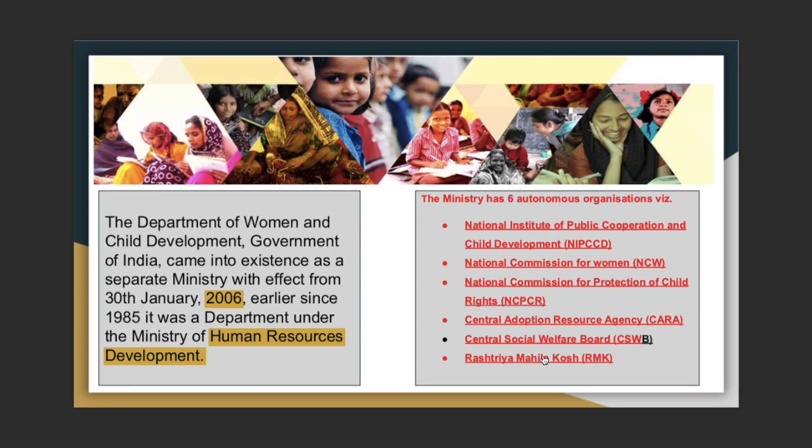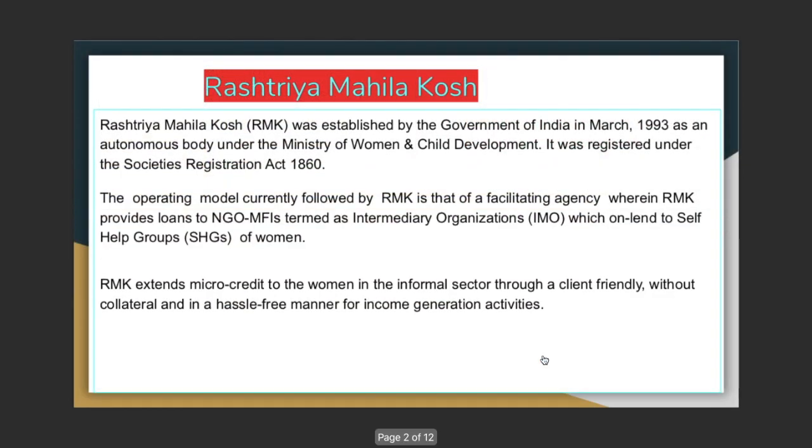These are basically registered as societies under the Societies Registration Act 1860. Now coming to Rashtriya Mahila Kosh. When was it established? It was established in 1993 as an autonomous body. Okay, it is an autonomous body and registered as a society under the Societies Registration Act. This is important because UPSC may directly frame statements out of this.